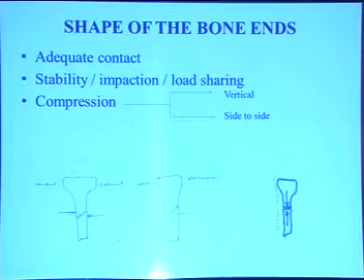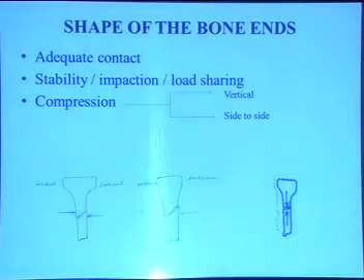Then comes the shape of the bone in osteoporotic bones. Adequate contact, or maximum contact if possible, should be there, and stability has to be assured. Impaction is one factor, but all the time it is not possible. And I told you it should be load sharing type. If there is good impaction and good compression, some amount of load will be shared by the fracture, which is good for union.